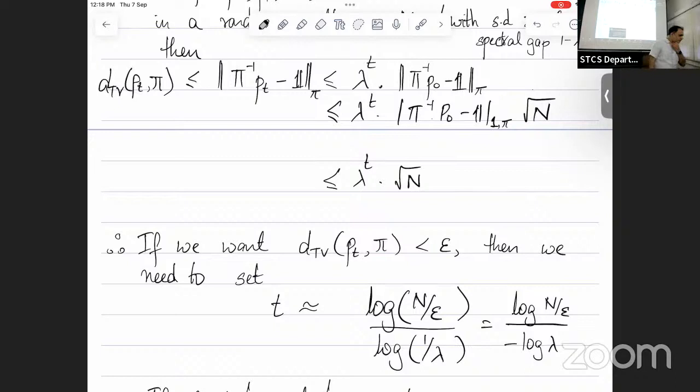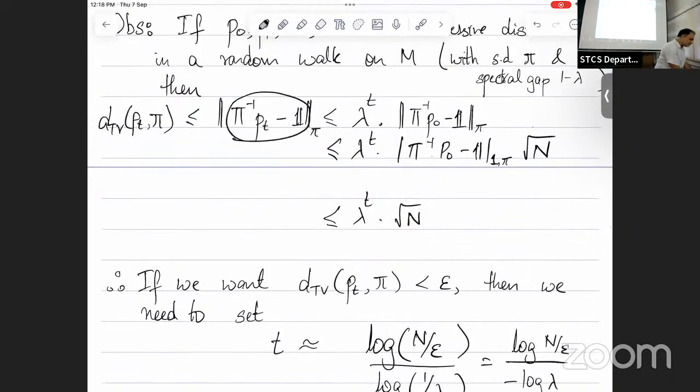If we only wanted to argue about the 2 norm instead of this, we could do that, but then you would have to justify why you're dealing with this vector. You're taking a probability distribution, but normalizing it with pi so that you're looking at a difference from the all ones vector.